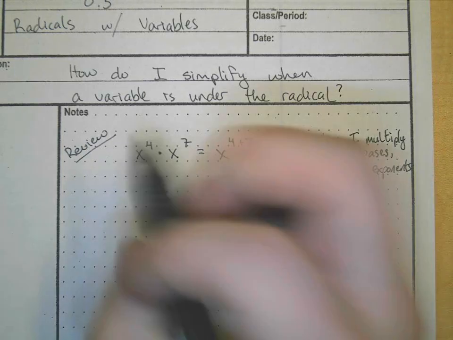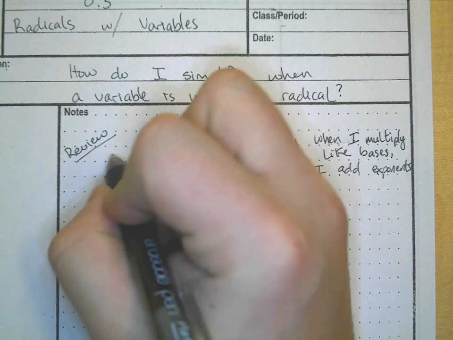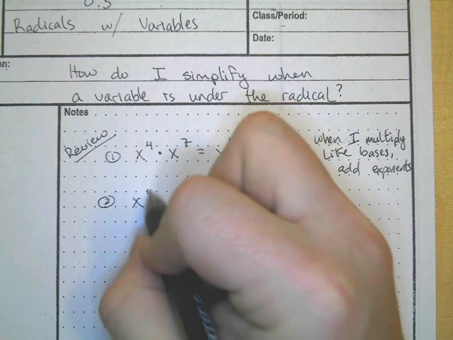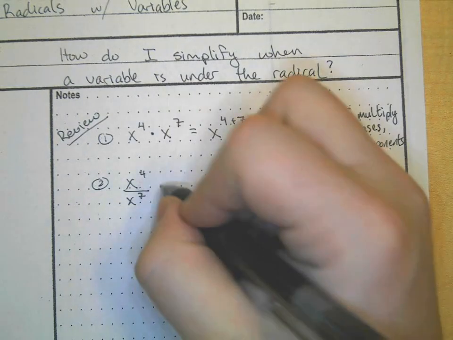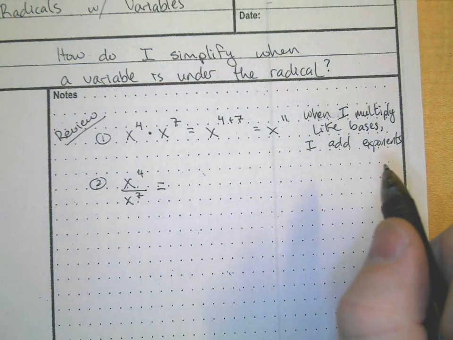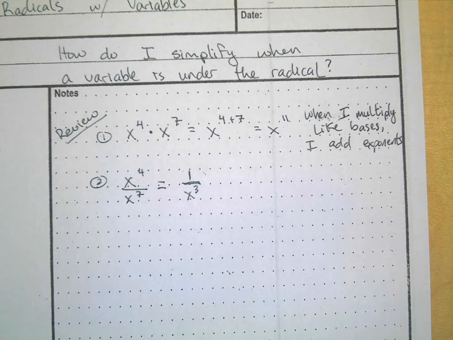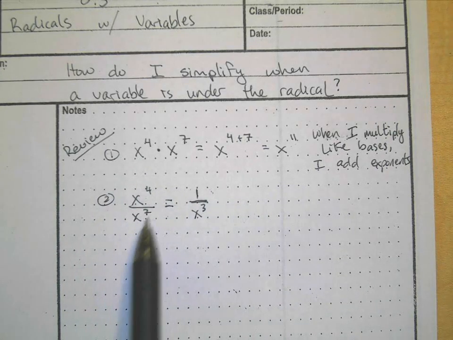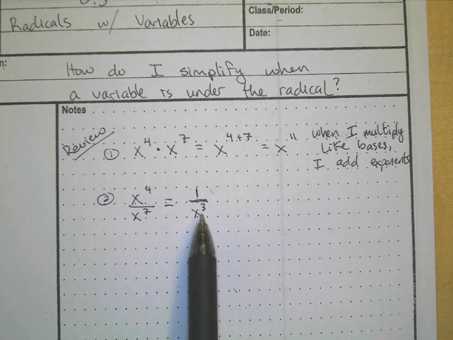And the other review we'll need to do is when we're dividing like bases. So that's review 1. Review 2 would be x to the 4th over x to the 7th. So we subtract their exponents. And wherever there was more of them, that's where it will stay. So since I had x to the 7th on the bottom, after I subtract, my x to the 3rd will stay on the bottom.